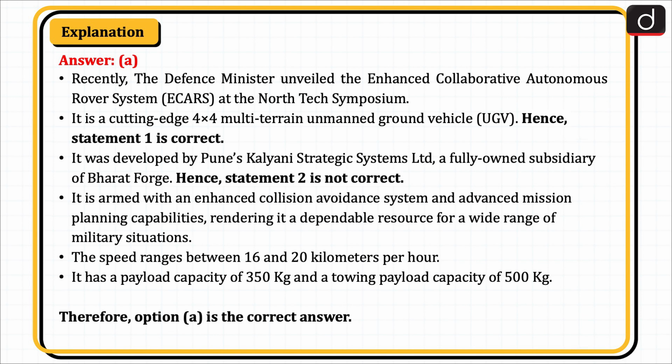It is armed with an enhanced collision avoidance system and advanced mission planning capabilities, rendering it a dependable resource for a wide range of military situations. The speed ranges between 16 and 20 km per hour. It has a payload capacity of 350 kg and a towing payload capacity of 500 kg. Therefore, option A is the correct answer.